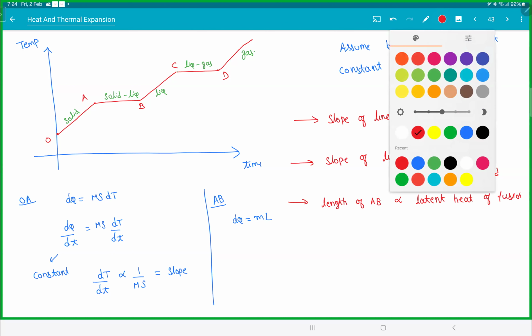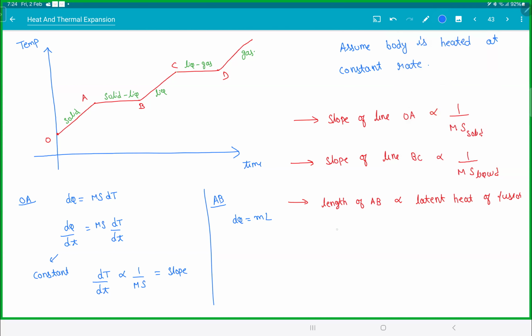So the longer line means it takes more time. If time is more, it takes more heat to melt. Similarly, the length of CD is proportional to LF. Have a look at this. So in the exam, they'll ask a question like this. They'll give you graphs based on this, and they'll ask you who has more specific heat and who has more latent heat. Let me show you one.